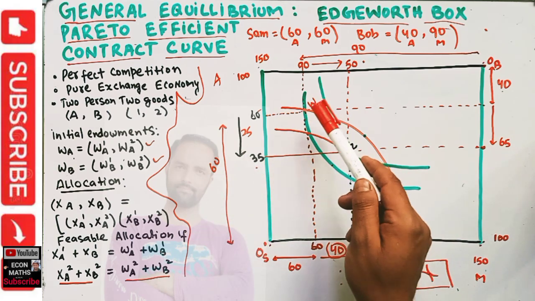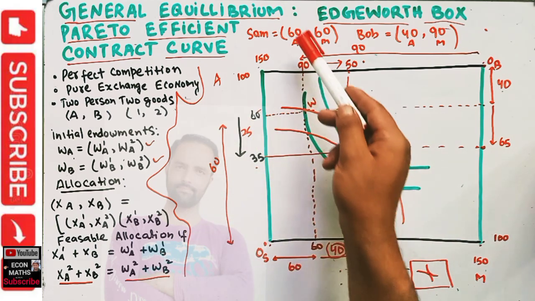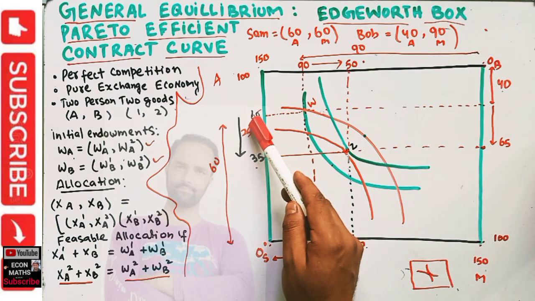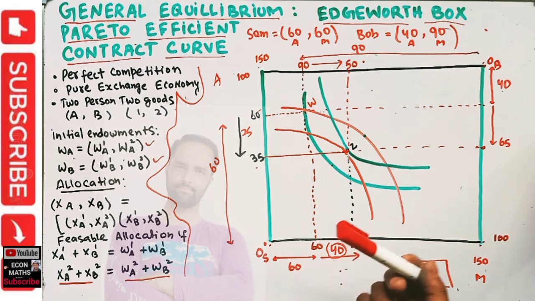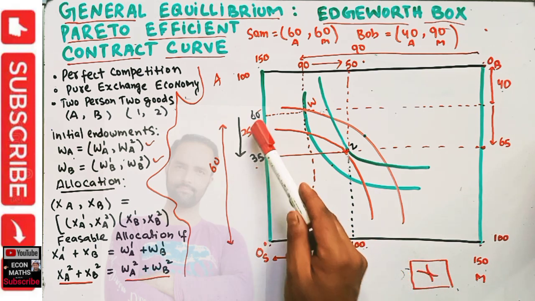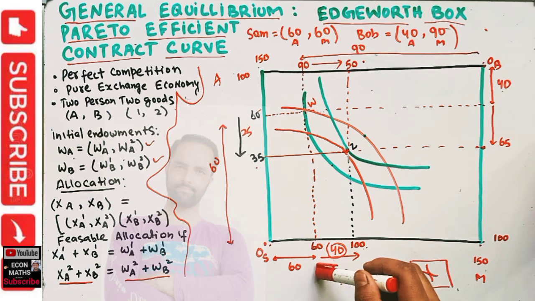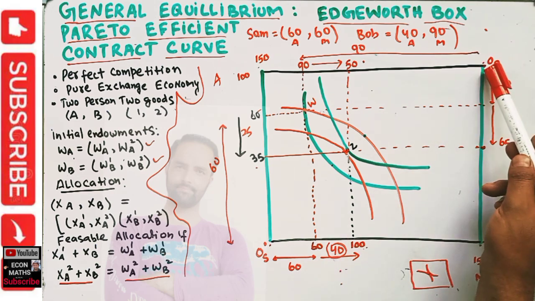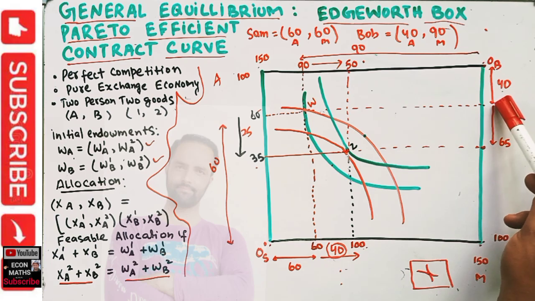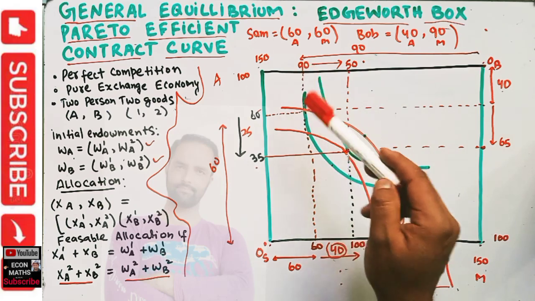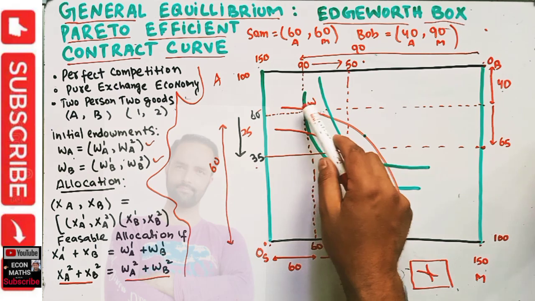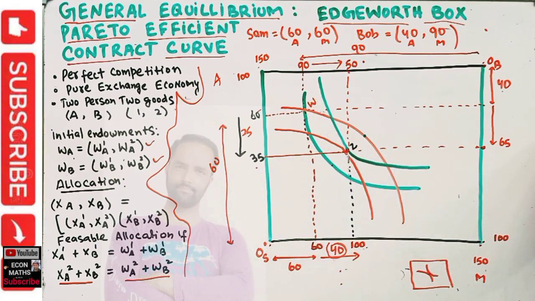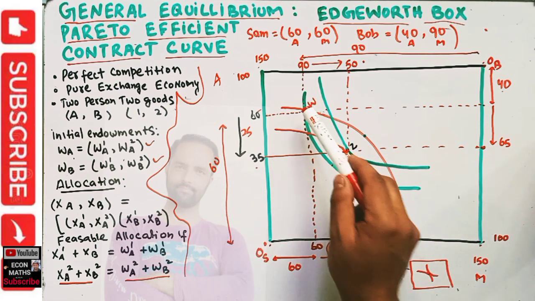Let us say initially Sam was having 60 units of apples and 60 units of mangoes. Bob was having 40 units of apples and 90 units of mangoes. So we were at this point W. Now we moved from point W to Z.